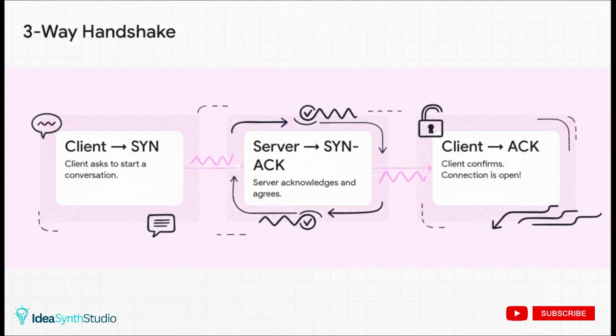So, how does TCP build that super stable connection? It uses something called the three-way handshake. It goes like this. First, the client sends a SYN packet to the server, which is basically saying, hey, can we sync up and start talking? Then the server, if it's available, replies with a SYN-ACK packet, which means, yep, I got your request and I'm ready to talk too. Finally, the client sends back one last ACK or acknowledge packet, saying, awesome, I see you're ready. Only after that three-step confirmation is the connection officially open and ready for data.